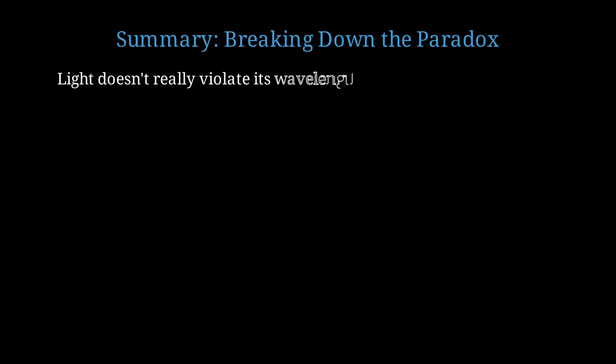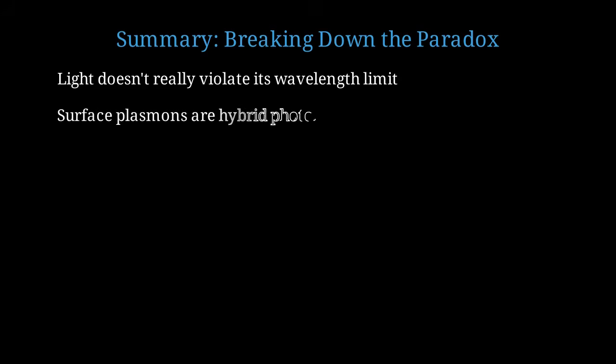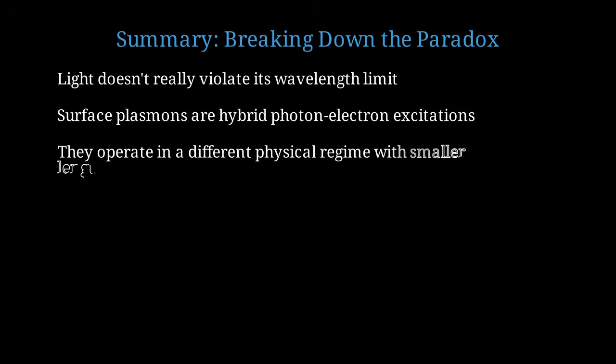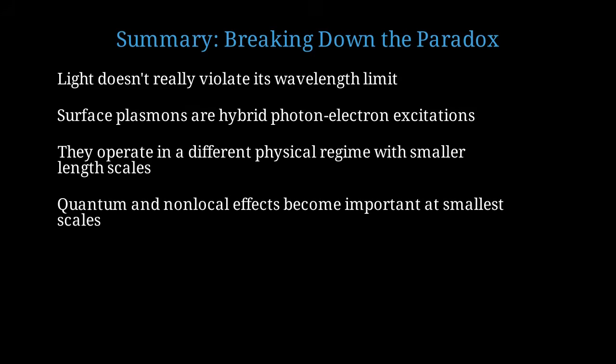Light itself doesn't violate its wavelength limit, but transforms into a different type of excitation. Surface plasmons are hybrid states coupling electromagnetic fields to collective electron motion. These hybrids operate in a regime where the relevant length scale is the 20 nanometer skin depth, not the micron scale wavelength. At the very smallest scales, below 5 nanometers, quantum mechanics and non-local effects fundamentally modify plasmon behavior.